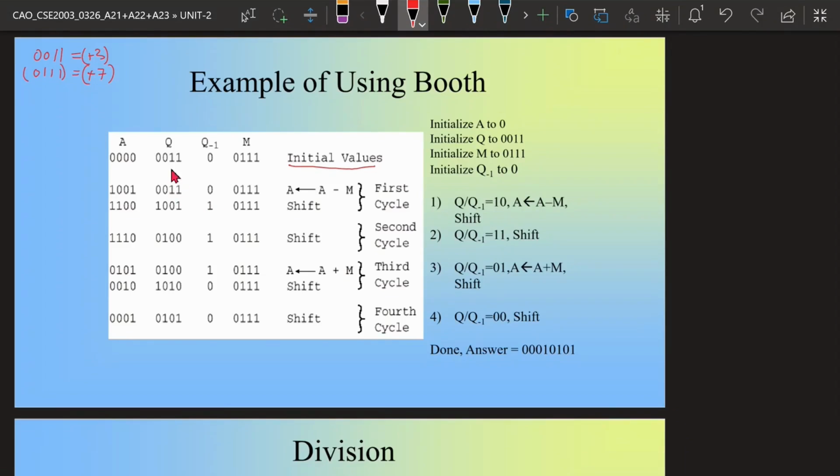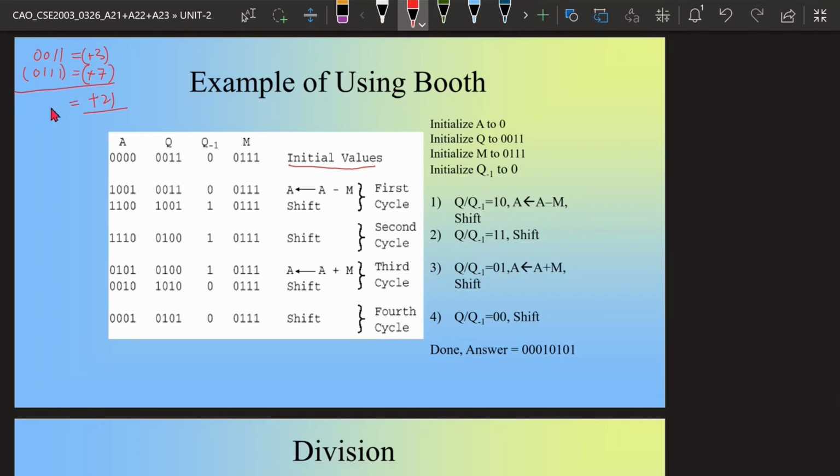Just for an example, here we are going to multiply 3 into 7. Once we multiply 3 into 7, the result should be plus 21. If we write it in binary, since it is 4-bit, the multiplication result will be of 8-bit. So we need to represent 21 in 8-bit.